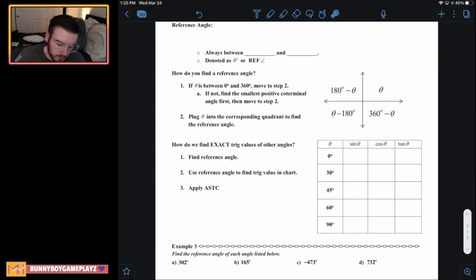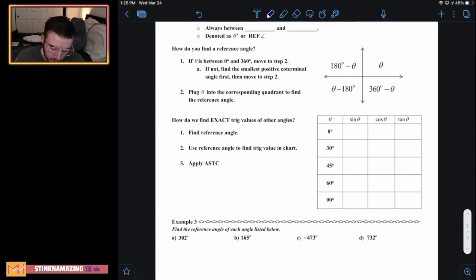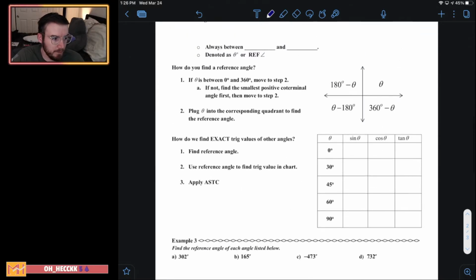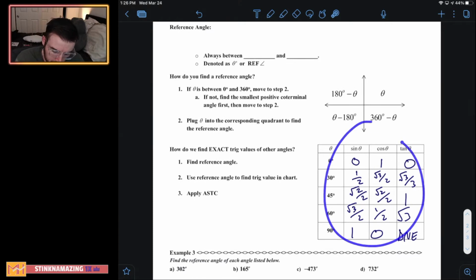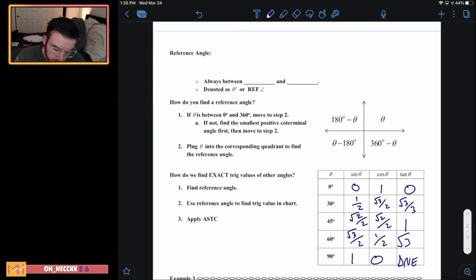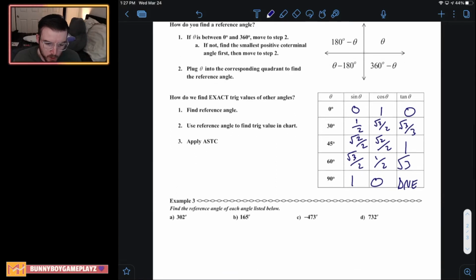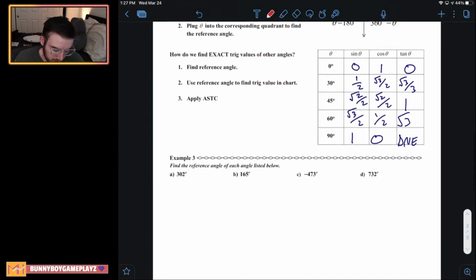Now, why do we care? What's so profound about those measurements? Well, I'm going to pause this real quick and fill in this table once again, so that way I'm not having to go back and forth. Okay, so I took a quick second and filled this in again. So these angles we will refer to as our reference angles. Okay, let's just jump into a problem and we'll understand why it's called a reference angle.